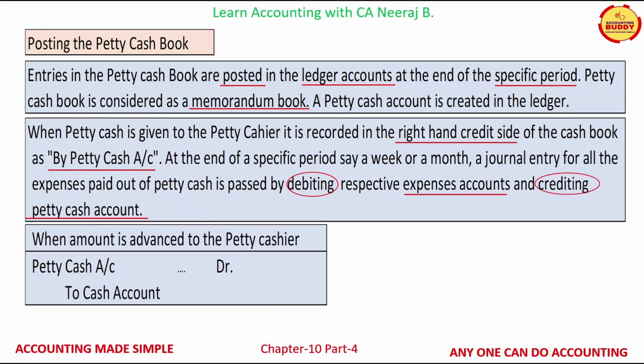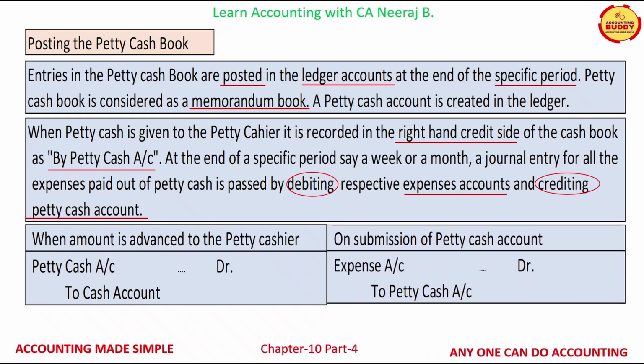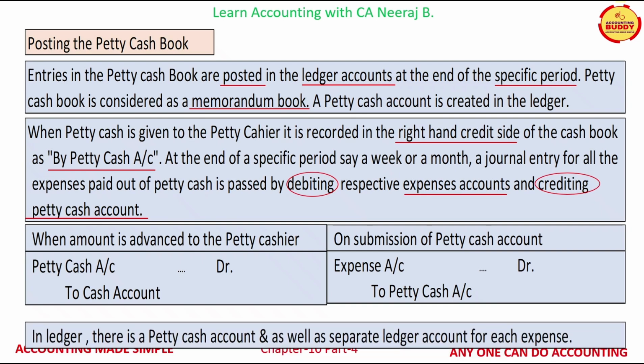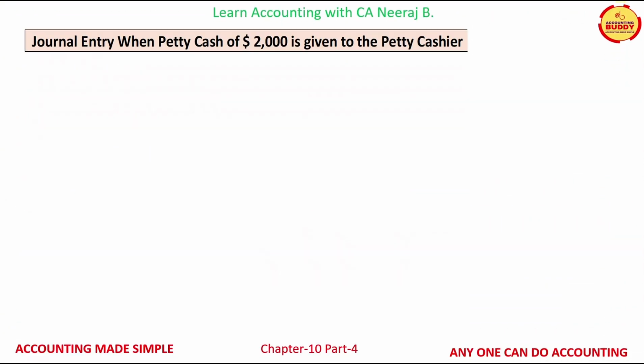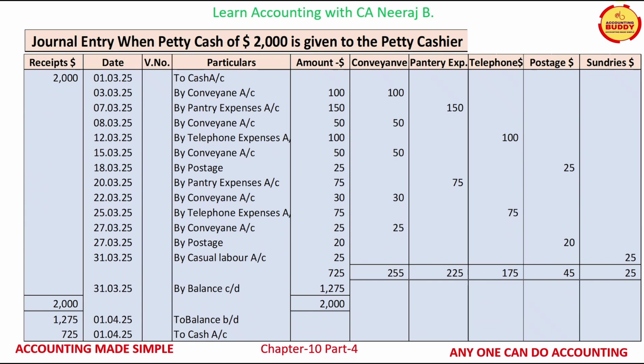When a cash amount is advanced to the petty cashier, the below entry is passed in the cash column of the cash book: debit petty cash account and credit cash account. And when the petty cash expense account is submitted, the below entry is passed: debit expenses account and credit petty cash account. In the ledger, there is a petty cash account and a separate ledger account for each expense head. When $2,000 is given to the petty cashier, it will appear in the petty cash book under the receipt column with the date on which it is received and by writing the words "to cash account" in the particulars column.